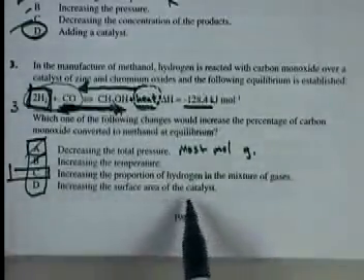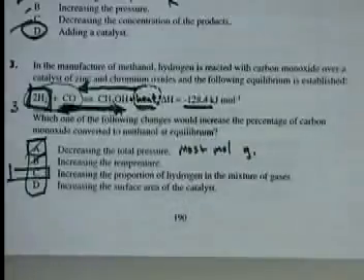And then lastly, increasing the surface area of the catalyst. Well, that should speed up the reaction rate, right? But it doesn't have an effect on the equilibrium. Let's look at the next page and another one of these questions.